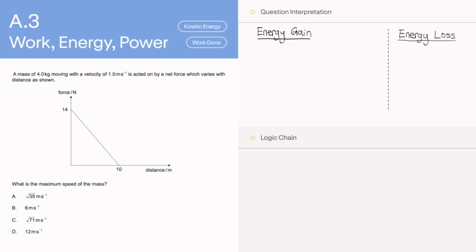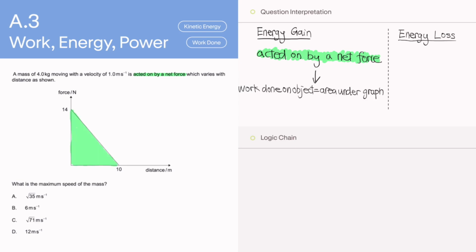This question is about energy transfer. It's always a good habit to organize information into two groups, energy gain and energy loss. Now let's scan the question and highlight the keywords. The object is acted on by a net force. That means the object gains energy from the force.